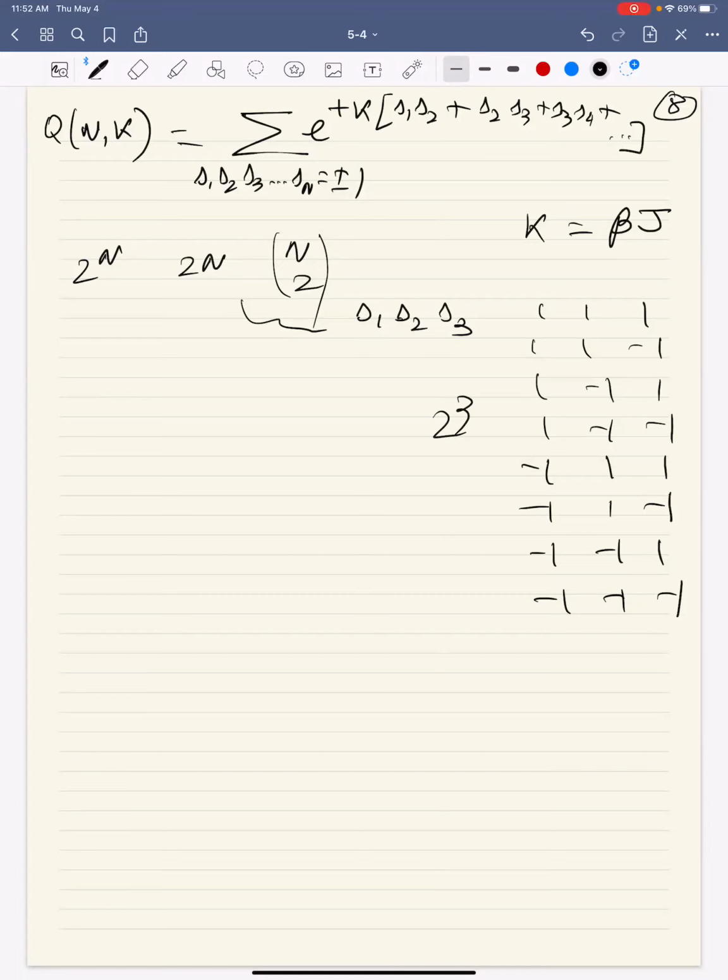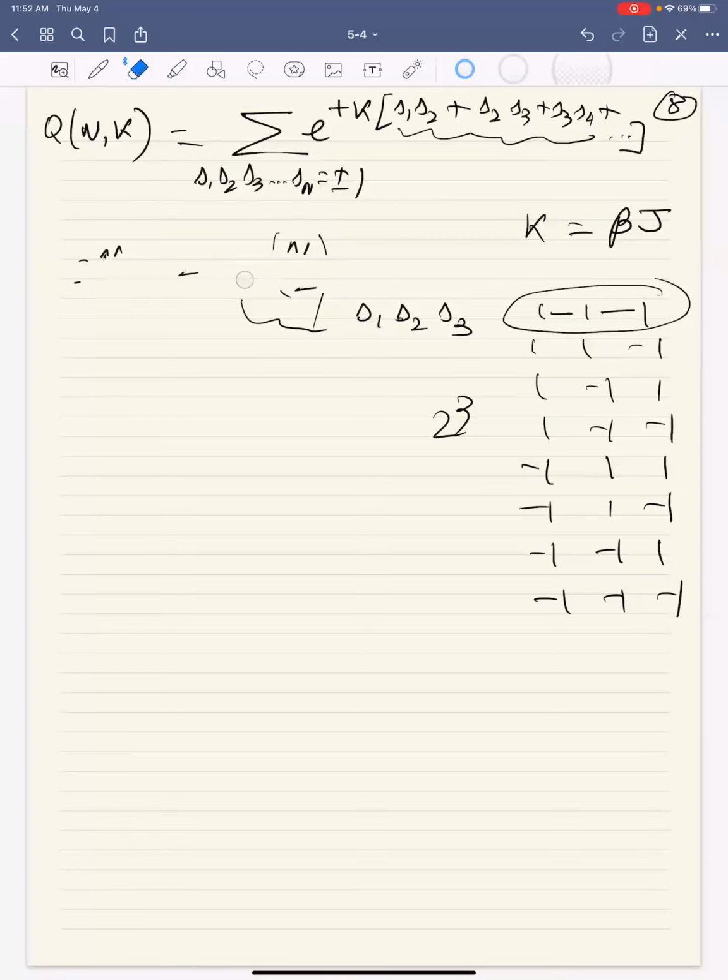So for n spins, we get 2 to the power n combinations, right? So it's a hugely complicated sum where you have 2 to the power n terms, and for each term you have to go and calculate this thing, right? So for this one, you can calculate S1, S2 plus S2, S3. The value is 3, right? So you have to do this math again and again and again. It's going to be terrible. So that's not going to really work.